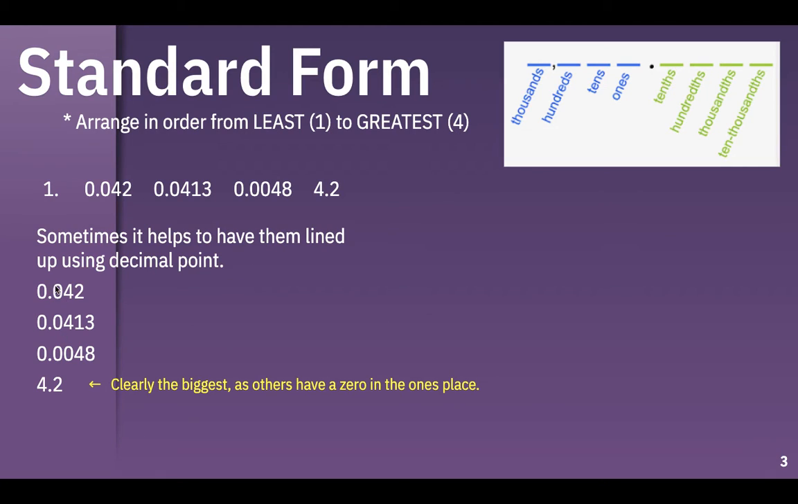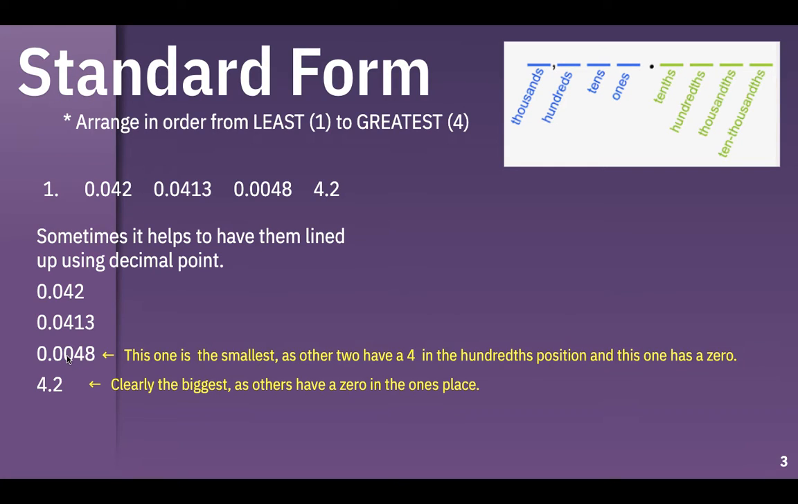Then let's go to the next place value. We're just going to work to the right, which is our tenths place. Remember our place value chart. 0, 0, 0. They're all the same, so we can't use tenths. So let's go to the hundredths. 4, 4, 0. This one has to be the smallest, as the other two have 4 in the hundredths place, and this one has a 0. So this 0 is smaller than the rest. This one's going to be our smallest. 0.0048 will be our smallest number.